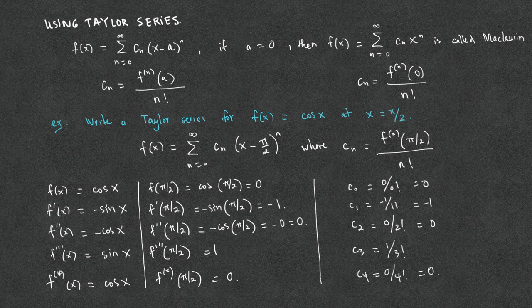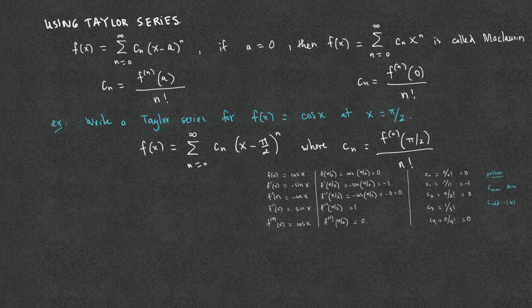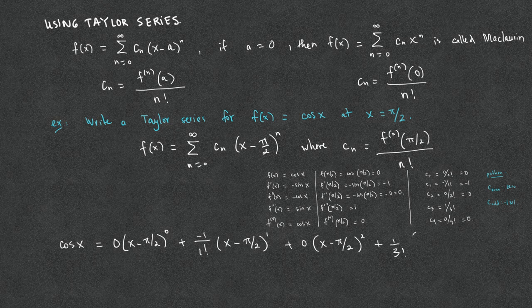We observe that the even coefficients are 0, and the odd coefficients are negative 1 or 1, starting with negative 1. And so cosine of x is 0 times (x minus pi over 2) to the 0 power, plus minus 1 over 1 factorial times (x minus pi over 2) to the 1 power, plus 0 times (x minus pi over 2) squared, plus 1 over 3 factorial times (x minus pi over 2) cubed.